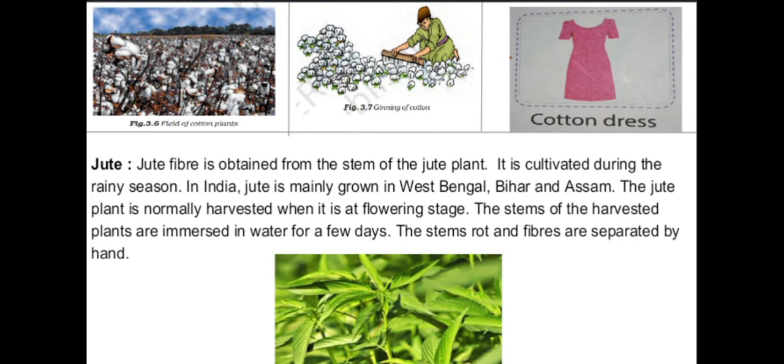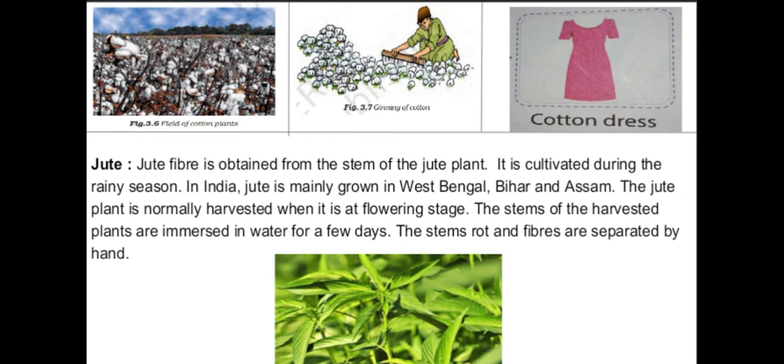Here is the picture of a cotton plant field, and you can see that it just looks like a field covered with snow. After ginning, it can be used as yarn for weaving our cotton dresses.